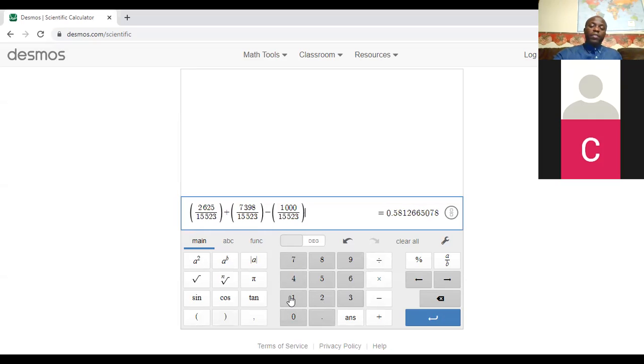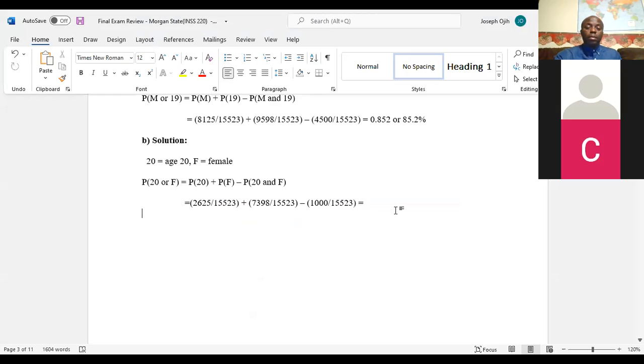So that gives us 0.581. Actually, it went all the way to 0.581266, but when you round it to 3 decimal places, it gives us 0.581. So we go there and put it in: 0.581, or if you like, you can call it 58.1%.